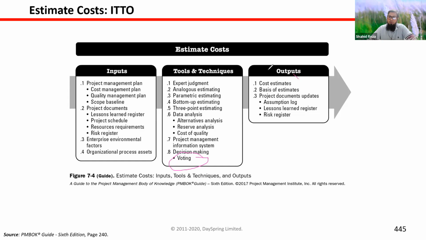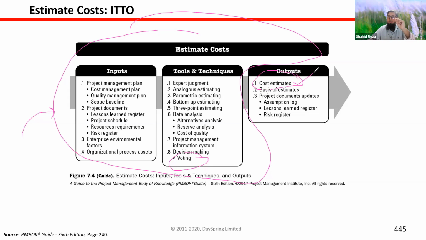So what is the output? Cost estimates. For each and every activity or work package of the project, you have to do this process. By doing this process, we will get an estimate of cost for each and every task. And also the basis of estimate.